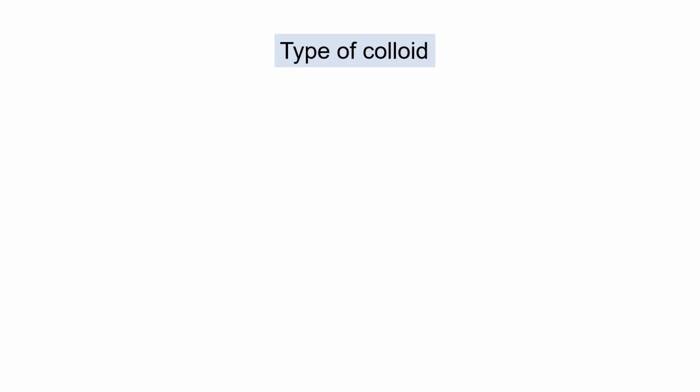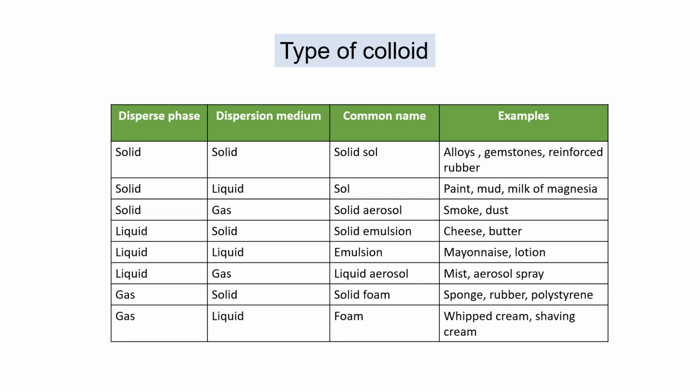Different types of colloids behave differently according to their dispersed phase and dispersion medium. For example, we have a solid as the dispersed phase and a solid as the medium. Mixed together, this is called a solid sol. Examples are alloy, gemstone, and reinforced rubber. Another example is a liquid as the dispersed phase and a solid as the medium. When a liquid is put into a solid, we call this a solid emulsion.